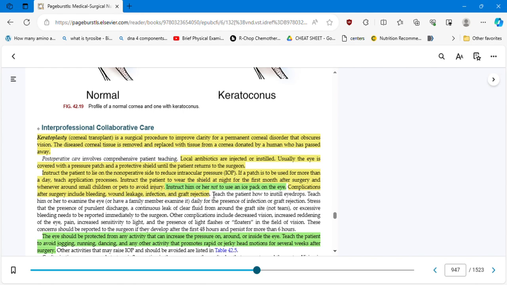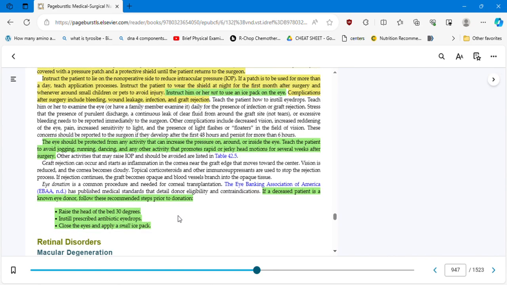Instruct him or her not to use an ice pack on the eye. Complications after surgery include bleeding, wound leakage, infection, and graft rejection. Of course, this is a transplant, right? We have to take all measures. The eye should be protected from any activity that can increase the pressure on, around, or inside the eye.